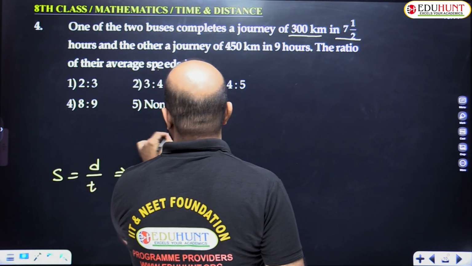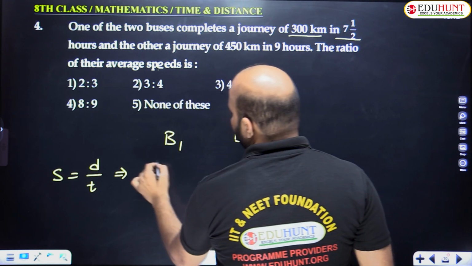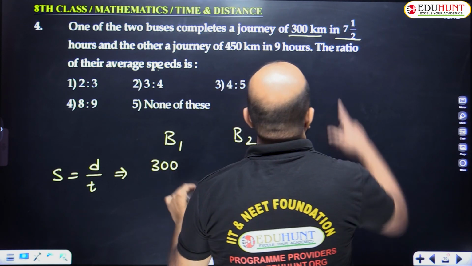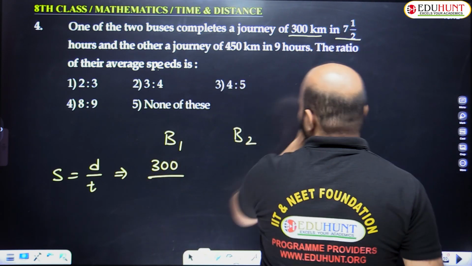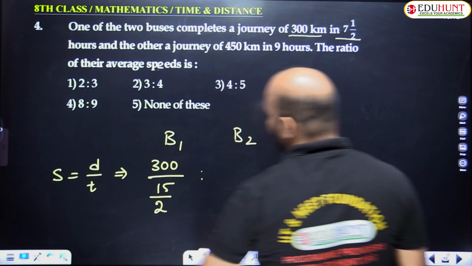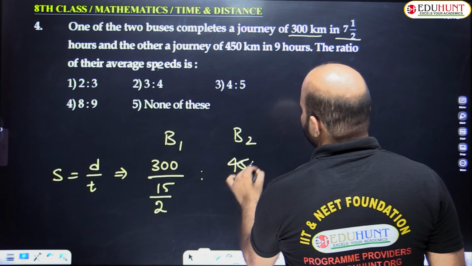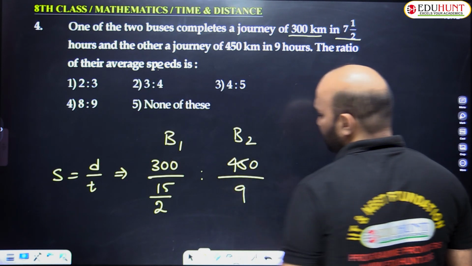So directly we can take B1 and B2. B1 traveled how many kilometers? 300 kilometers in how much time? 7.5, which is 15 by 2 hours. 7.5 can be written as 15 by 2. And B2 covers 450 kilometers in how much time? 9 hours, so 450 by 9.